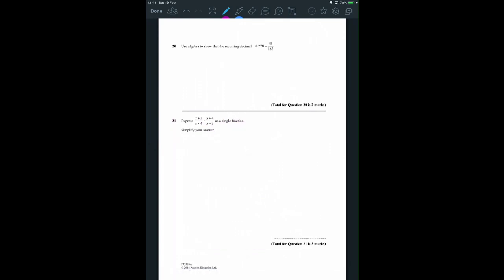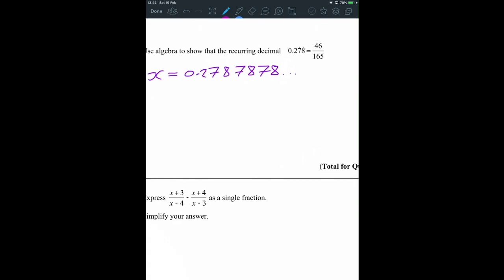Question 20. Use algebra to show the recurring decimal is as so. Use algebra means we can't cheat in any way. We have to use our x equals trick. So I'm going to let x equal that recurring decimal. I'm going to do away with the dots and just write the recurring part out a few times. The technique is to first isolate, or to bring the recurring part in front of the decimal place. To do that, we need to times by 1,000. That decimal place has to move 3 spots.